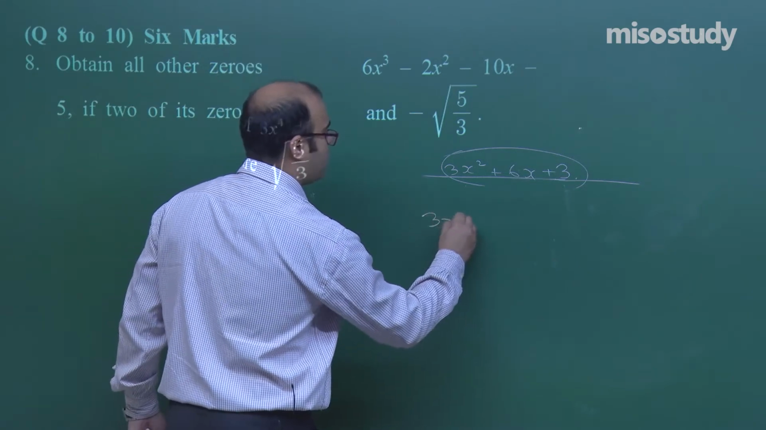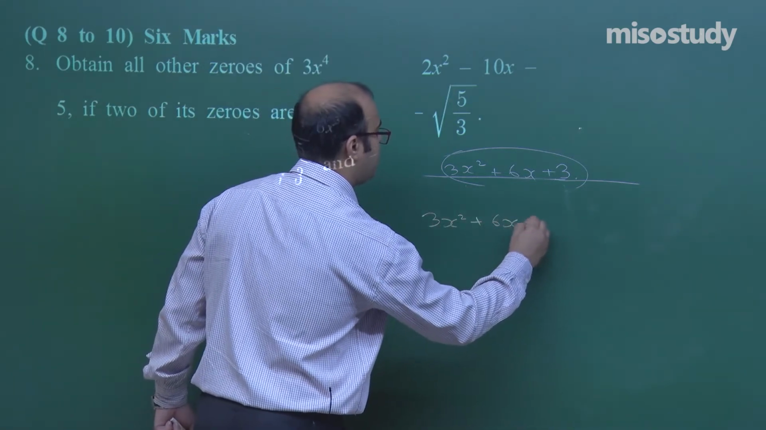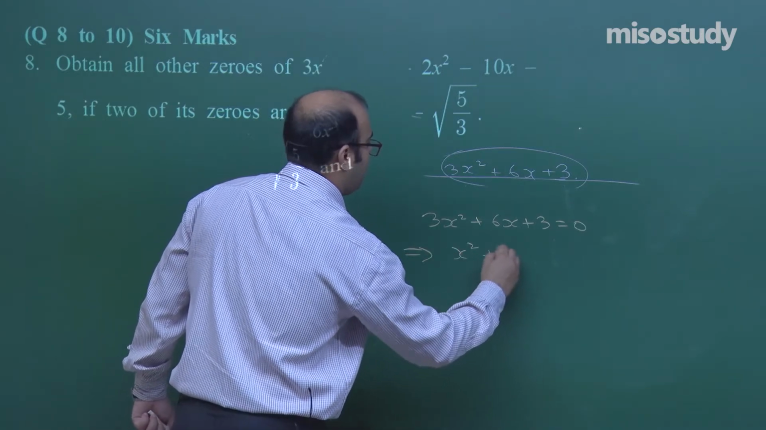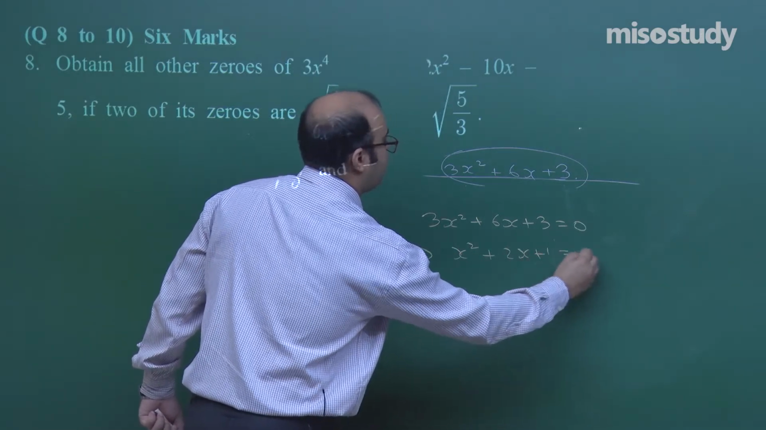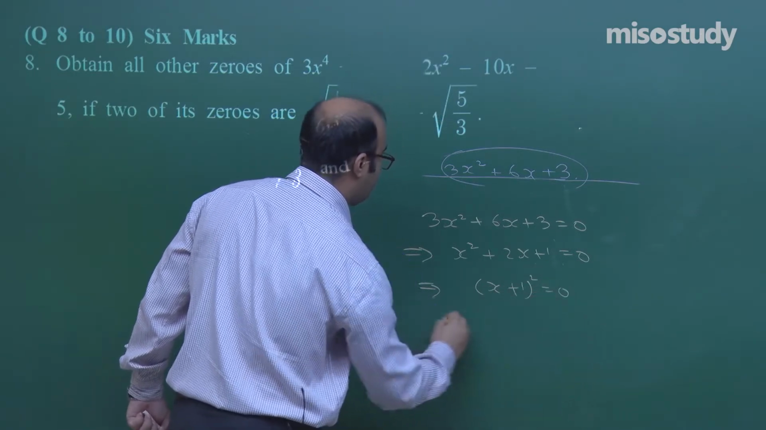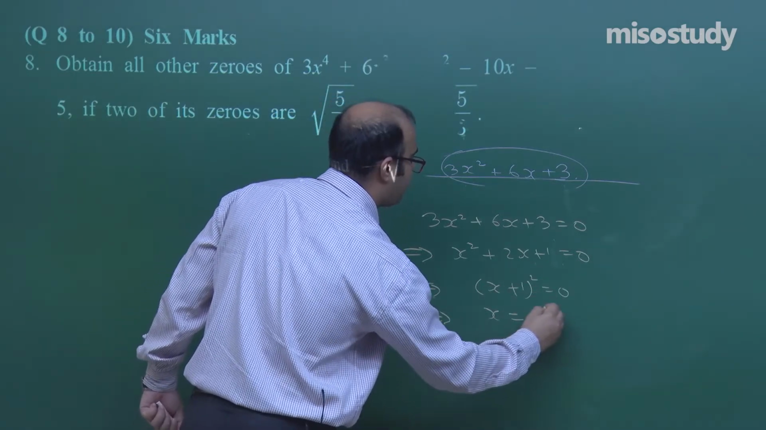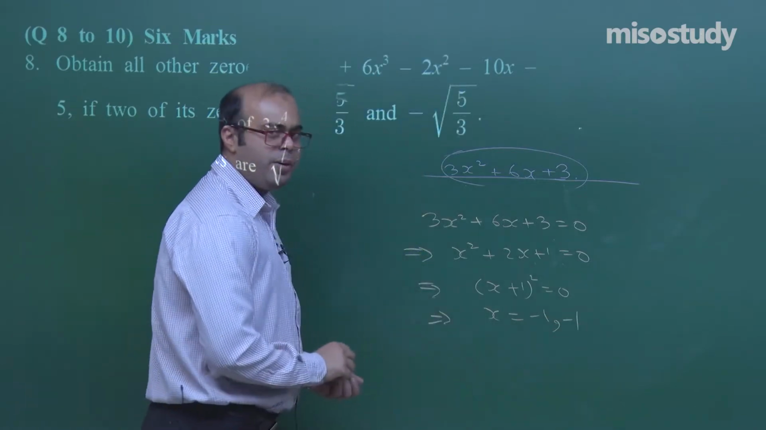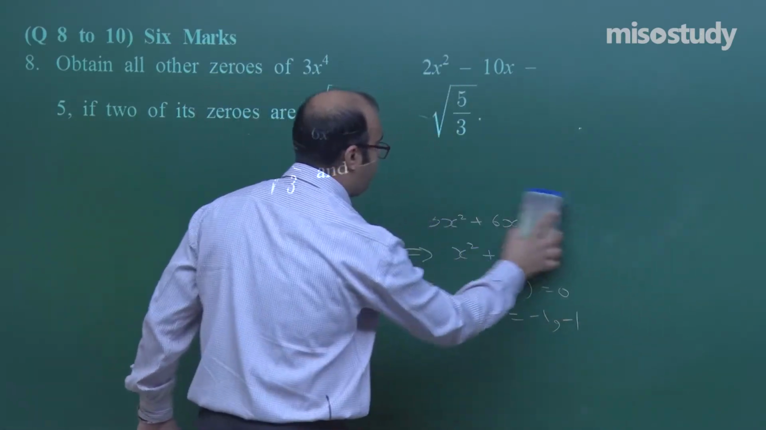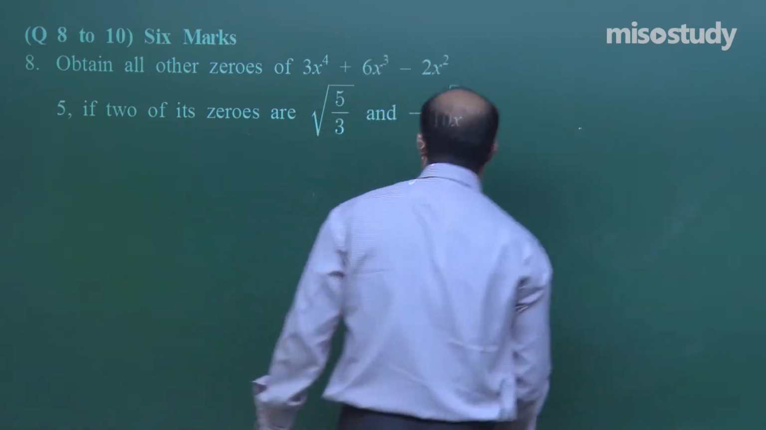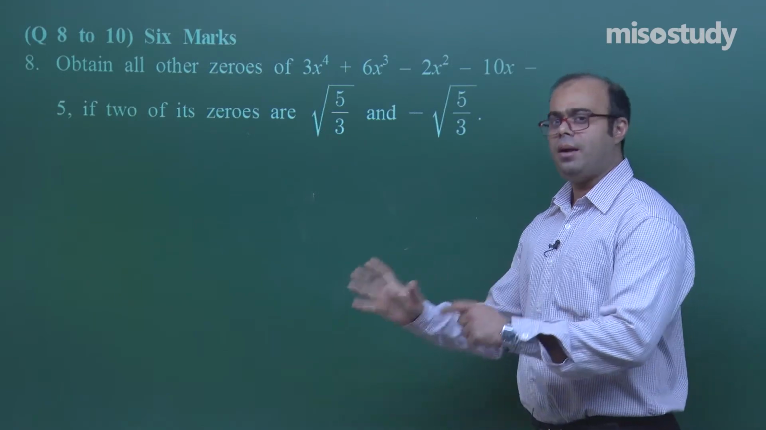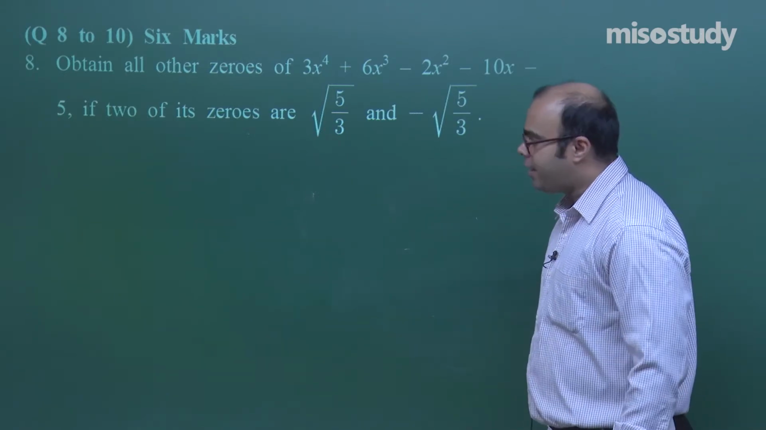Let us see. 3x square plus 6x plus 3 is equal to 0, implying that x square plus 2x plus 1 is equal to 0, which is actually x plus 1 whole square. So we are getting the other two zeros as minus 1 and minus 1. These are repeated zeros. So we can say that this biquadratic polynomial which is given has zeros root 5 by 3, minus root 5 by 3, and minus 1 and minus 1. So this is what we are getting here.